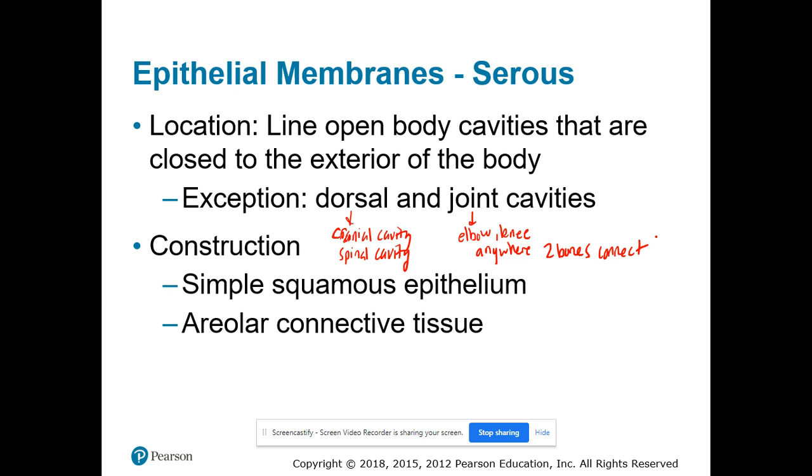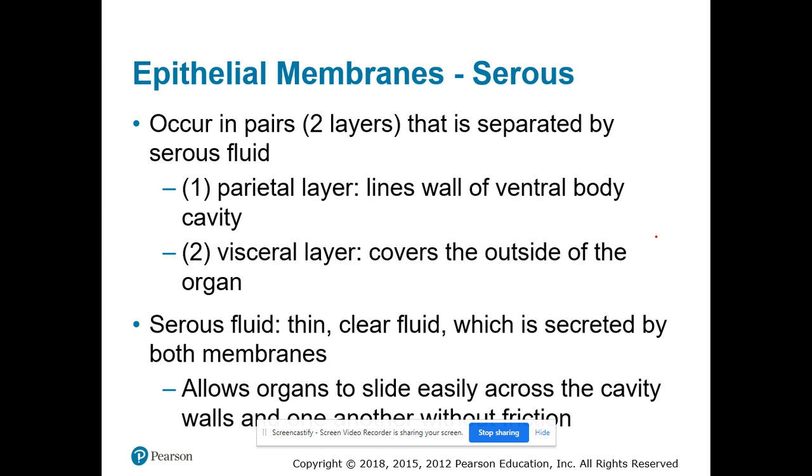Now, serous membranes, they're made up of simple squamous epithelium, and they are usually made up of areolar connective tissue. So again, there you have your epithelial, and then you have your areolar. Now, serous membranes are special because they often occur in pairs, or they have two layers that are separated by something called serous fluid.